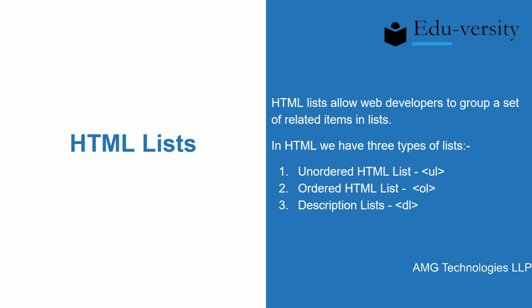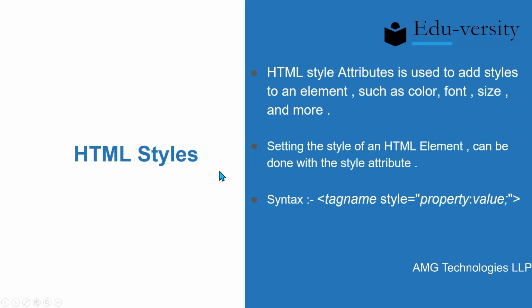There are basically three types of lists. First is the unordered list, second is the ordered list, and third is the description list. To understand lists, let's take an example of this particular slide. In this slide, I have described HTML styles, and for HTML styles, I have prepared three sentences. First this, second this, and third is this syntax sentence.